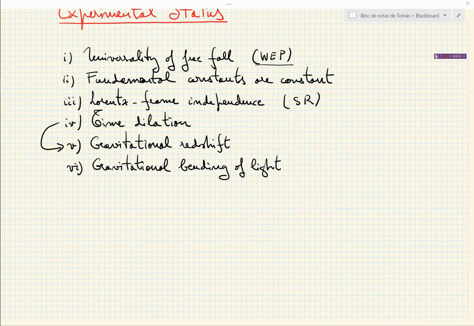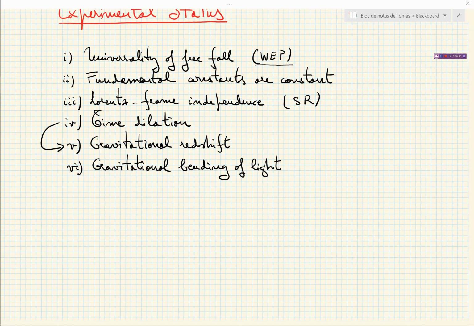Gravitational redshift was measured originally by several experiments, the so-called Pound-Rebka-Snyder experiments, which used a tower of just 22.6 meters on the surface of Earth, and they measured the redshift in gamma rays sent from the base to the top. They measured this effect with a precision of 1 part in 10 to the minus 2.